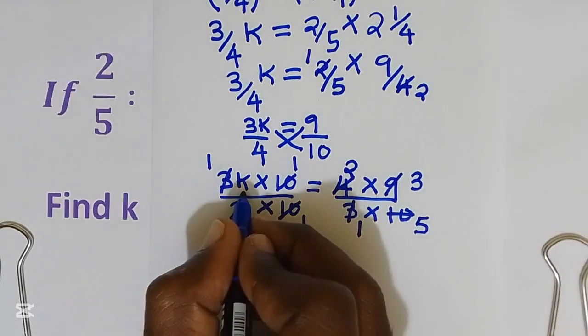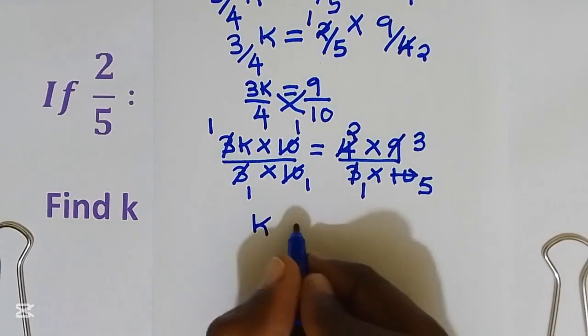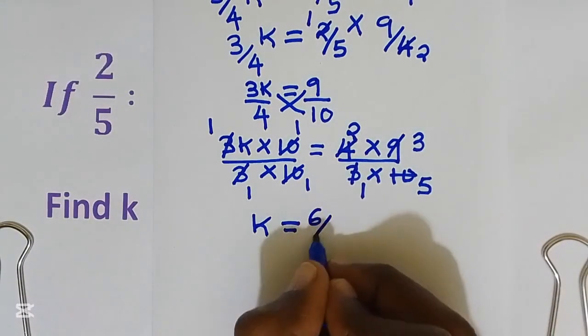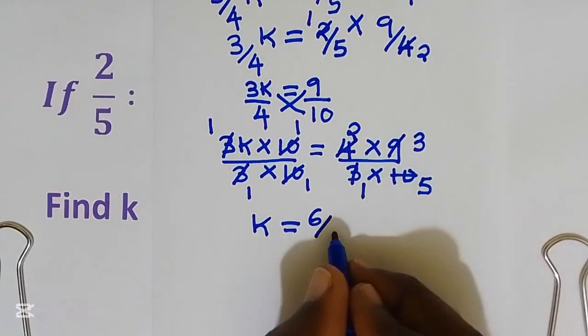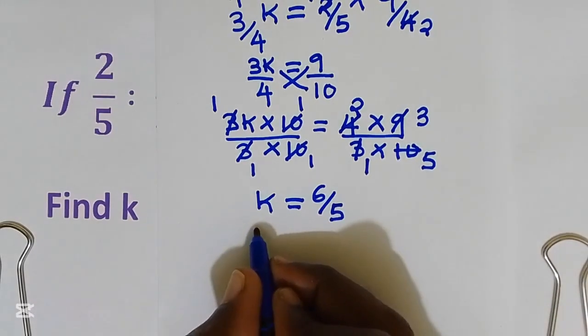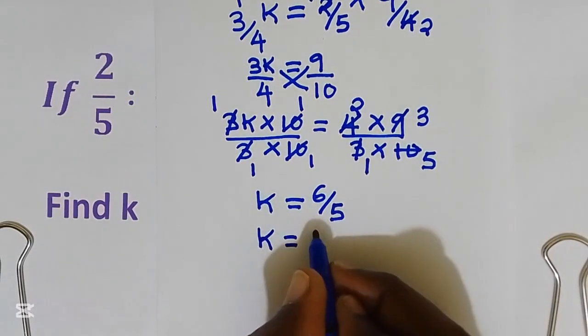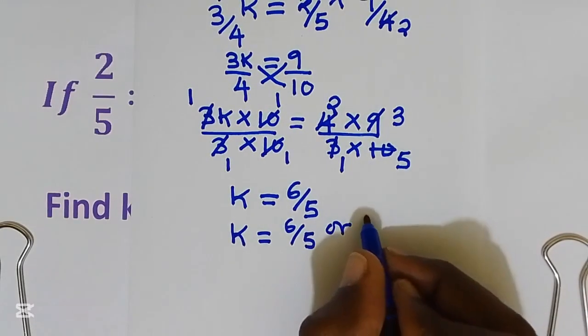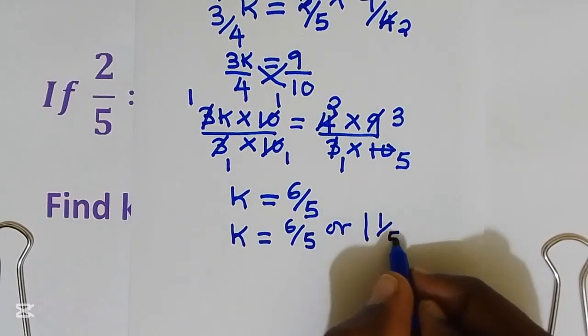Here I remain with only k. So k is equal to 2 multiplied by 3. It is 6 over 1 multiplied by 5 is going to be 5. So the value of k is equal to 6/5 or 1 1/5.